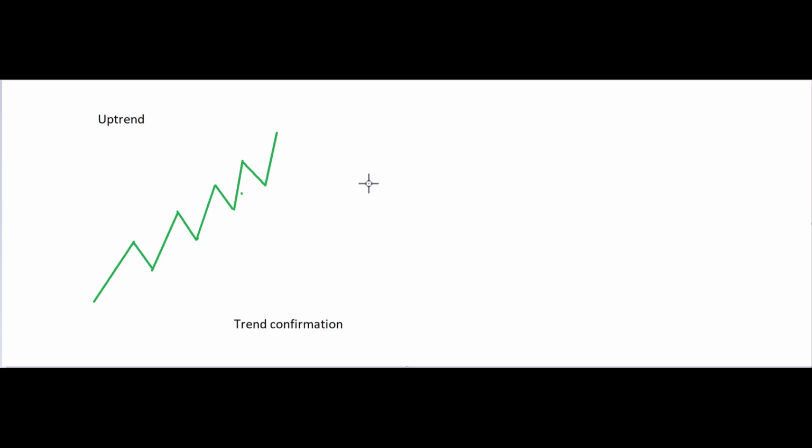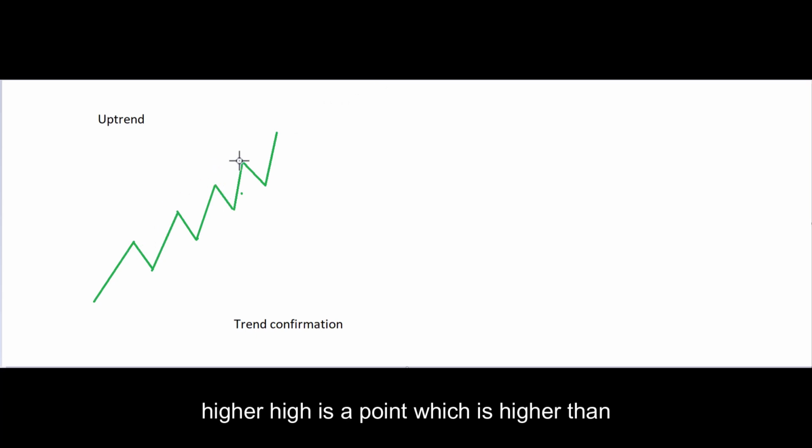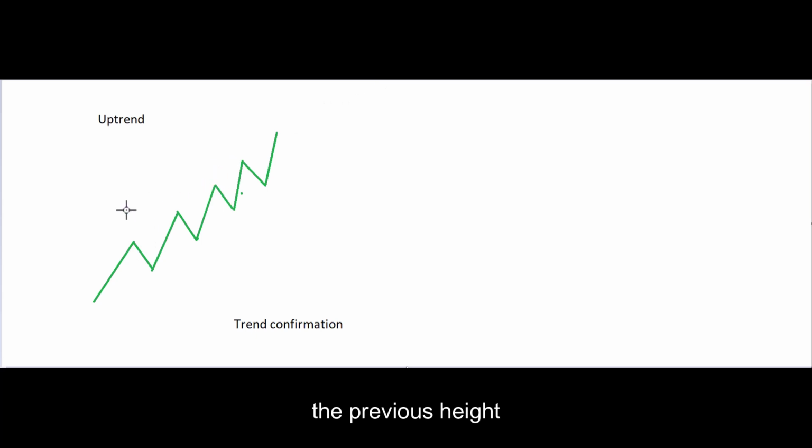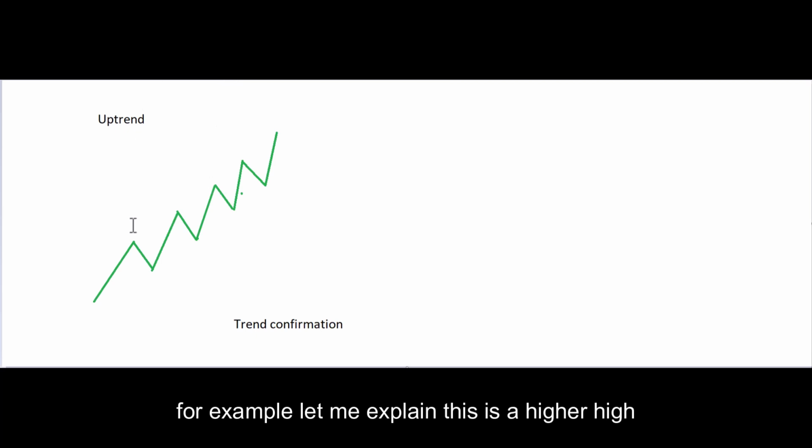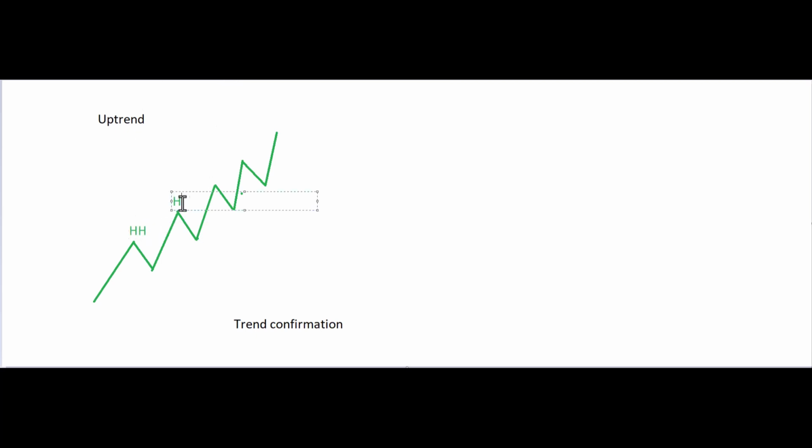If we try to explain it from trading analogy, we call it an uptrend because it is making more and more higher highs. What is a higher high? A higher high is a point which is higher than the previous high. For example, let me explain. This is a higher high. This is a higher high. This is a higher high.